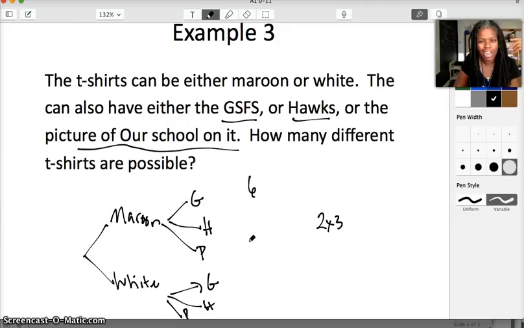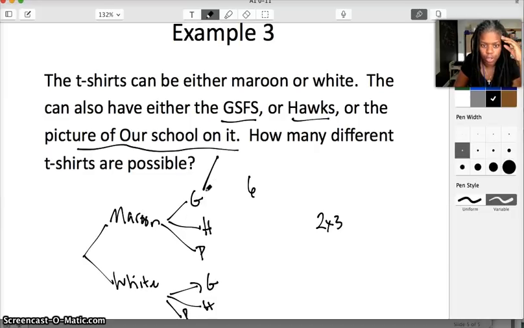Or you can do a tree diagram so you can get the visual to see it. Sometimes, let's say there was another variable that we could have added, like this t-shirt comes in sizes small, medium, large, and extra large. Then we could have branched off with each of these logos and said, okay, well, we've got 4 sizes, and that would have multiplied by 4 the number of different types of t-shirts that we could get.